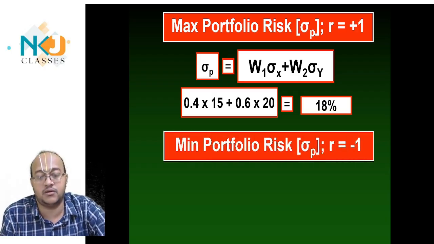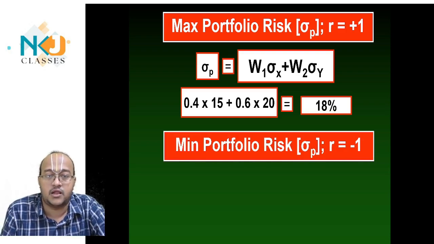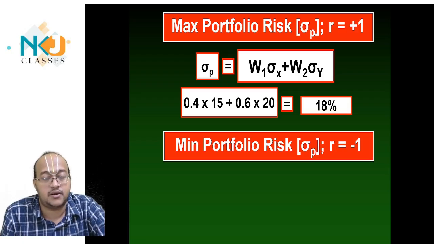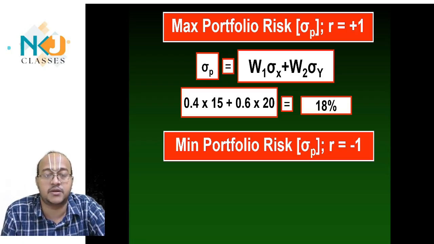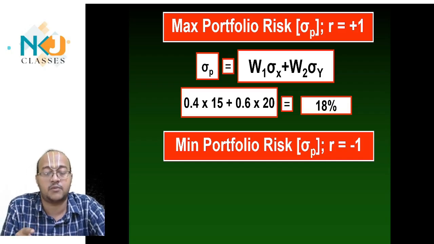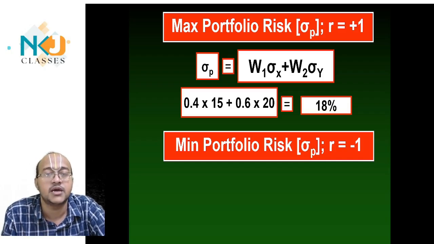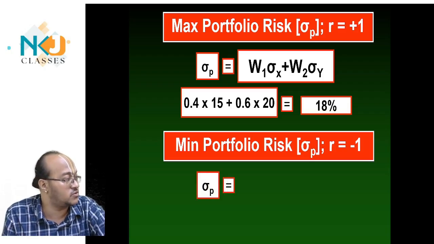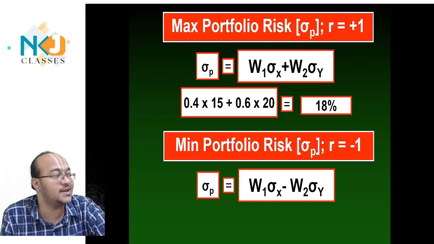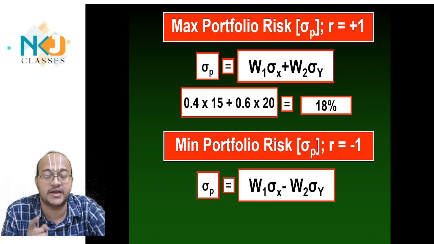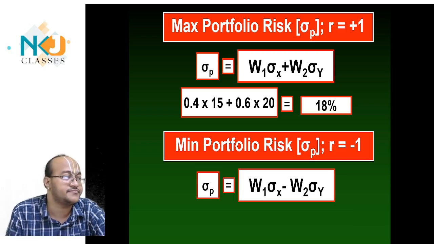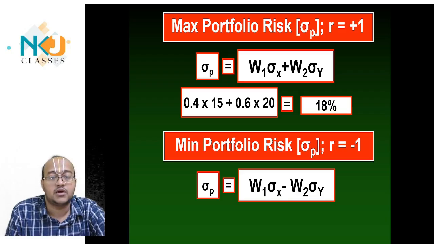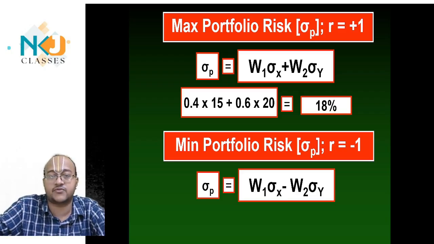Minimum portfolio risk. When will the portfolio risk be minimum? We can bring it to 0, right? At what correlation level can we bring the portfolio risk to 0? At -1. When the correlation between these two securities is -1, our portfolio risk should be minimum, and we can even bring it to 0. What is the formula for the minimum variance portfolio? W1 sigma x minus W2 sigma y. If you are alert, tell me why there is a minus. Because with -1 correlation, the net effect will be minus.